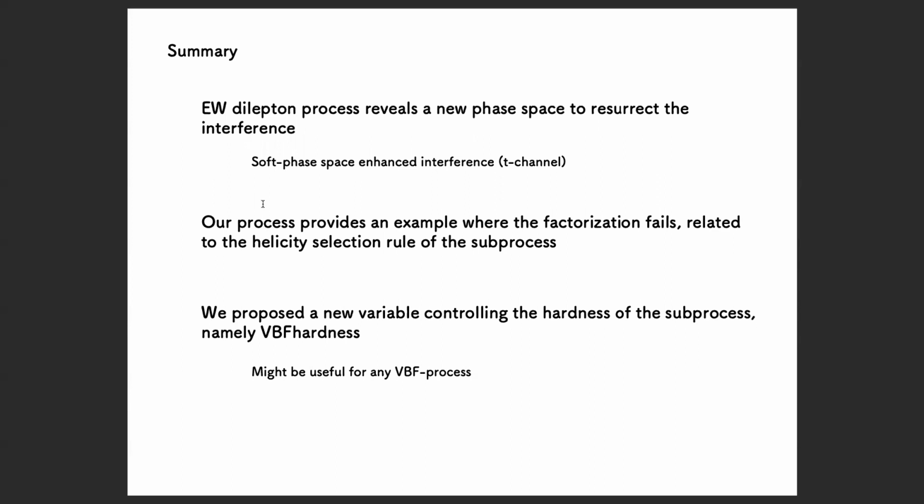Does the word anomalous have a particular meaning? Anomalous means just deviation from the standard model. I don't think it's anomaly in the triangle diagram. No, it's not like that. I mean, I'm not an anomalous person.